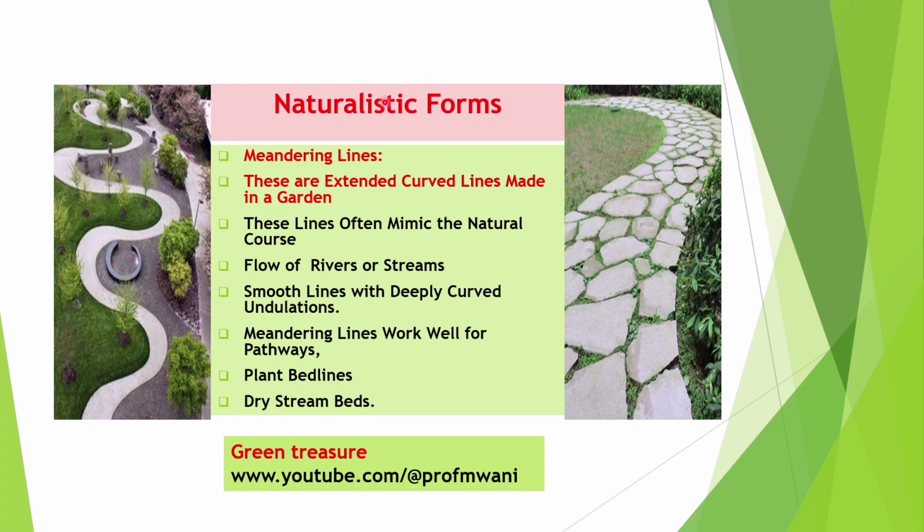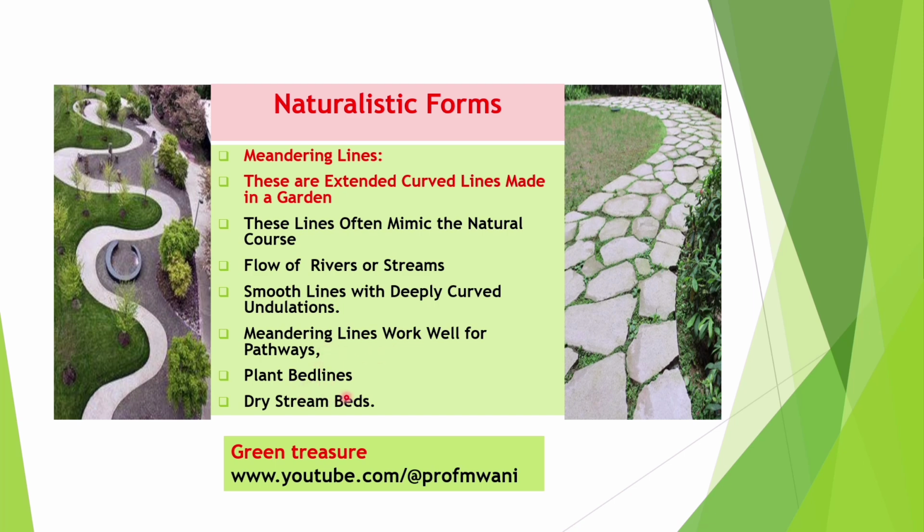There are naturalistic forms also. Meandering lines, which are basically extended curved lines made in a garden, mimic the river or a stream. These lines often mimic the natural course and flow of rivers or streams, with smooth lines and deeply curved undulations. Meandering lines work well for pathways, plant bed lines, and dry stream beds.